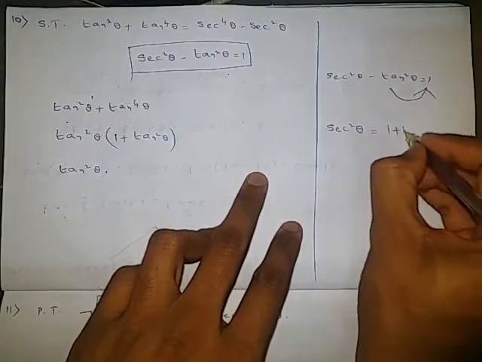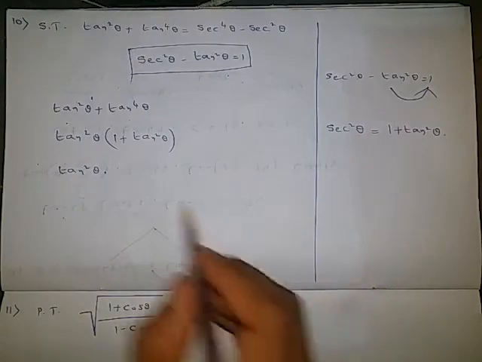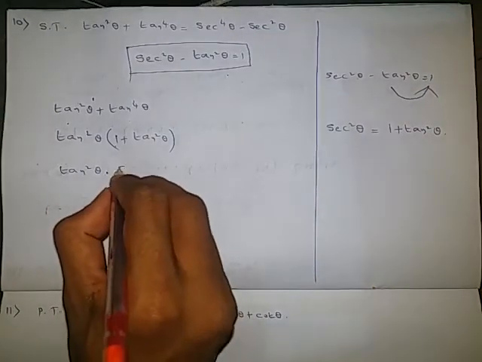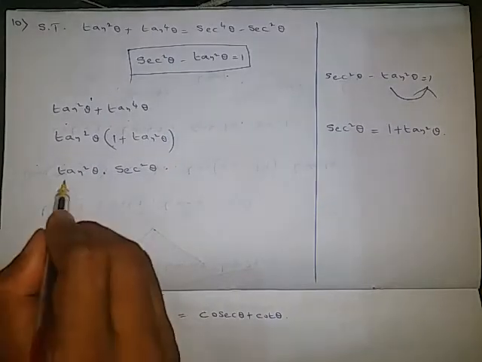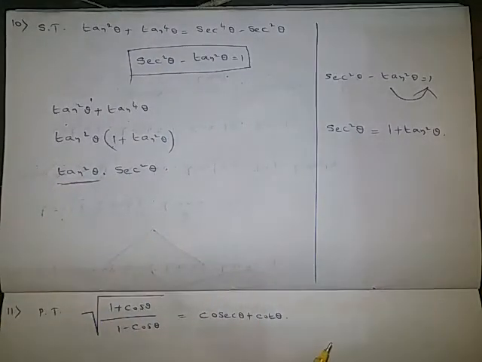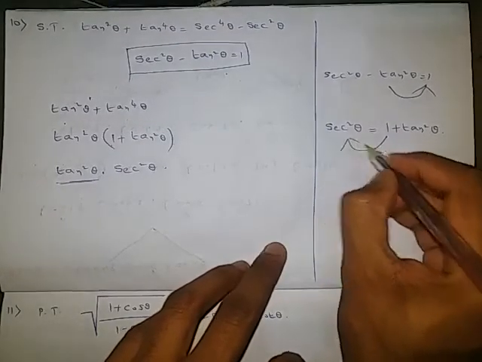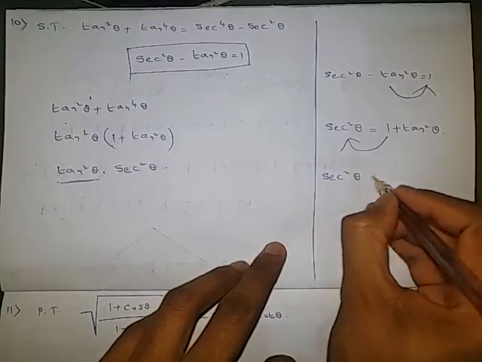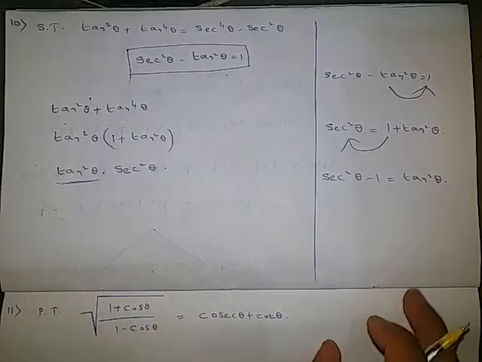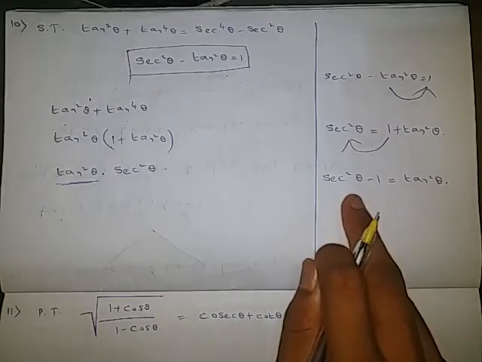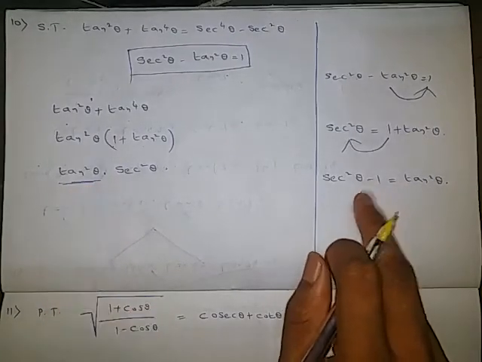So sec square theta is equal to 1 plus tan square theta. So here 1 plus tan square theta is nothing but sec square theta. Now this first tan square theta I will try to change. So what will we get then? Now I will bring this plus 1 to this side, so it will become minus 1. So sec square theta minus 1 is equal to tan square theta. So tan square theta value is sec square theta minus 1. So in place of tan square theta I will write sec square theta minus 1.